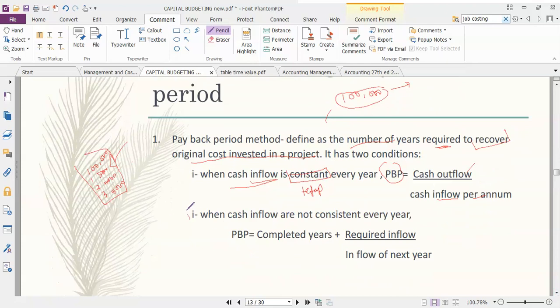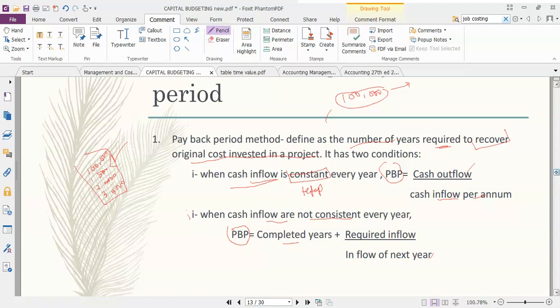Kalau the second one tu, cash inflow dia not consistent, tak sama every year. So macam nak calculate dia, payback period is equal to completed years tambah required inflow divided with inflow of the next year. Kalau dia punya tu susah sikit, not consistent tu, dia punya calculation untuk payback period of the capital budgeting investment dia rumit sikit. Kalau the inflow is constant, you just divide cash outflow with the cash inflow. Duit masuk setiap tahun.